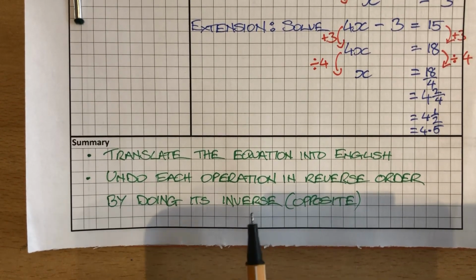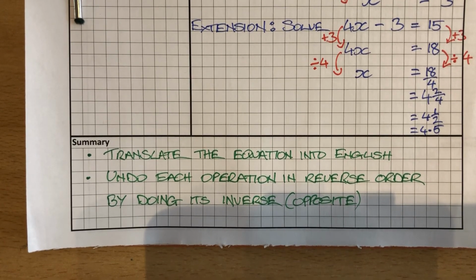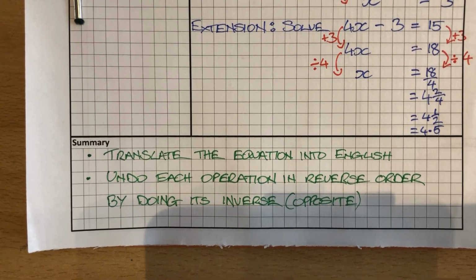How do you do that? You do the inverse, the opposite. So instead of add 3, take away 3. Instead of times by 4, divide by 4.